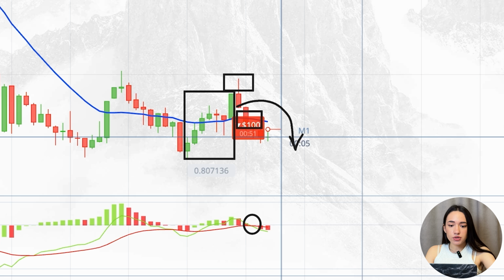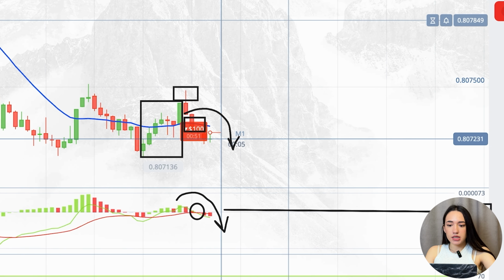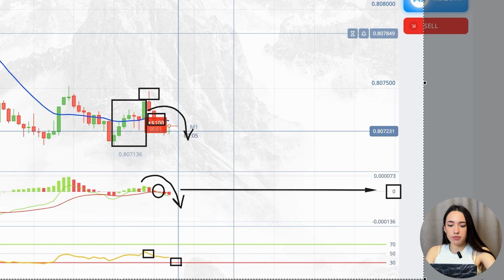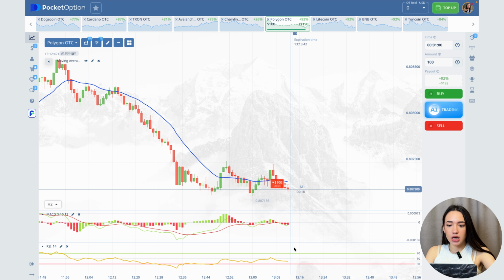And the oscillators also confirmed this. The MACD shows a crossover of its moving lines and histogram volume around the zero line. So this is a valid signal, not a false one. And RSI is currently between 50 and 30, indicating bearish momentum.